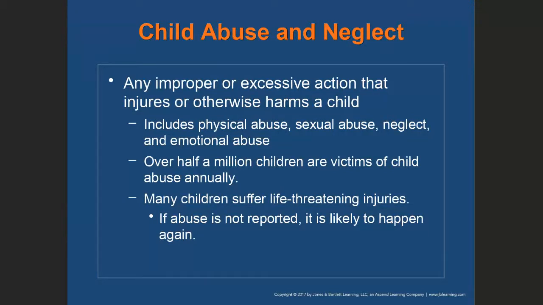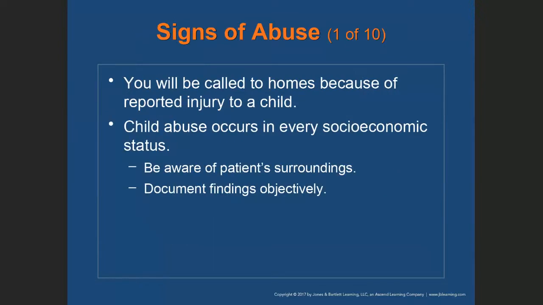Now, child abuse and neglect. Any improper or excessive action that injures or otherwise harms a child includes physical abuse, sexual abuse, neglect, and emotional abuse. Over 500,000 children are victims of child abuse annually. Quite significant in the States, and it's quite significant in Jamaica because we have a beating culture and a shouting culture. Many children suffer life-threatening injuries. If abuse is not reported, it is likely to happen again.